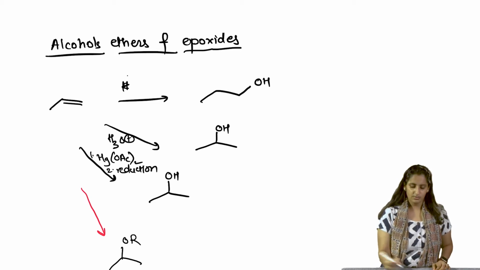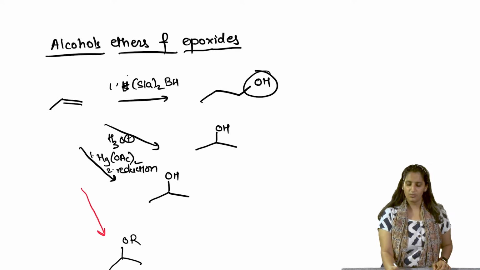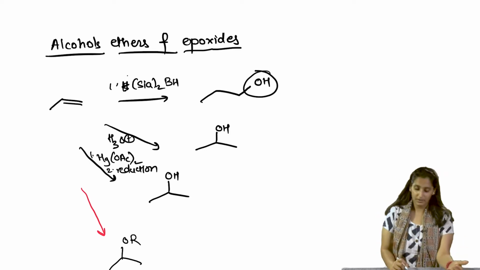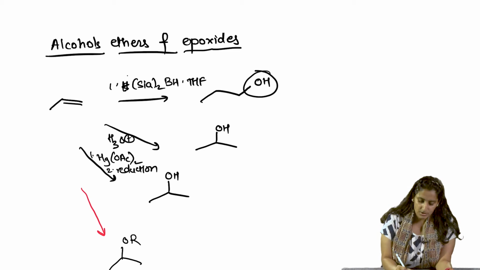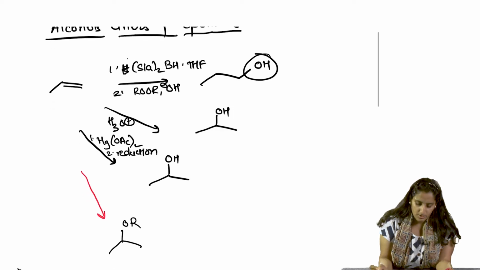Or you could do something like hydroboration. Now, hydroboration will form the OH on the less substituted carbon, with BH3 and THF, and the second reaction will be an oxidation reaction. So, it will be ROOR and OH minus.